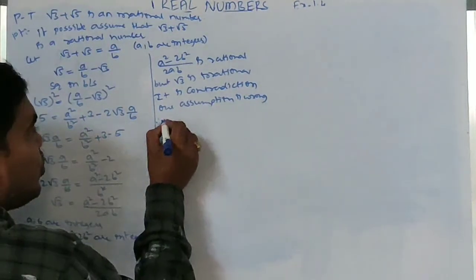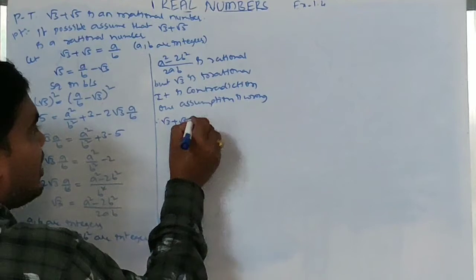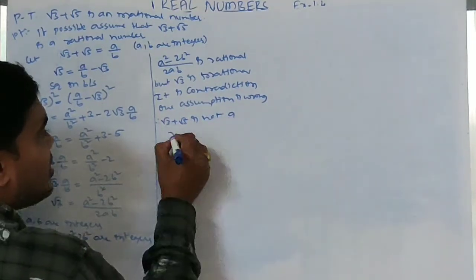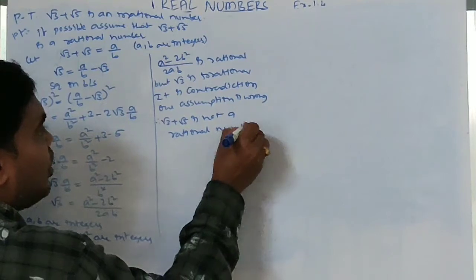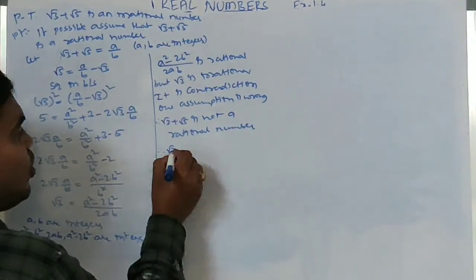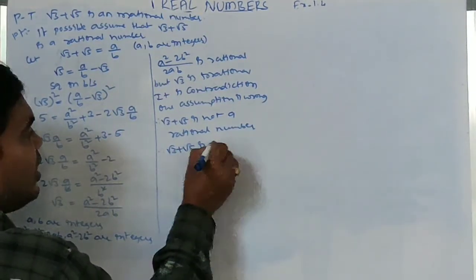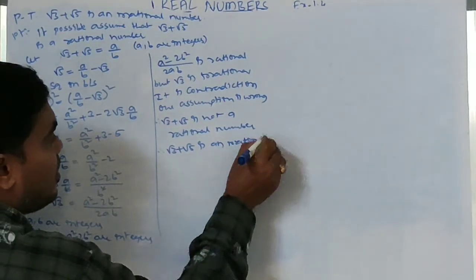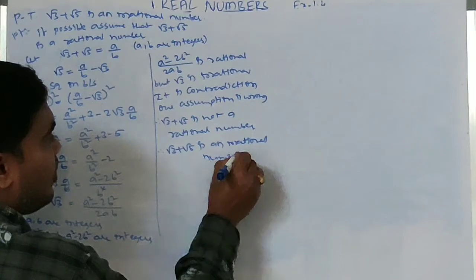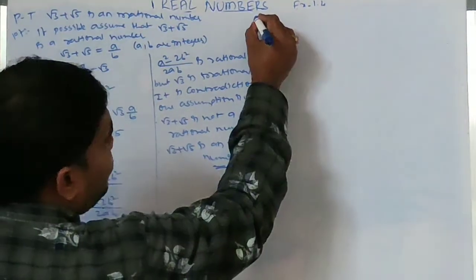So therefore root 3 plus root 5 is not a rational number. If it is not a rational number, therefore root 3 plus root 5 is an irrational number. So this is the proof. Next.